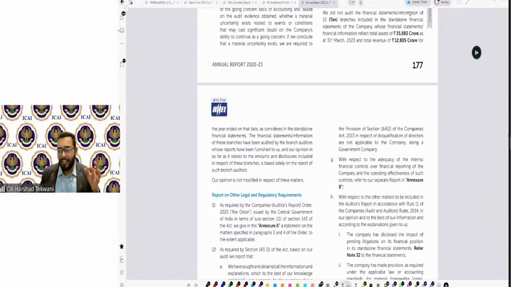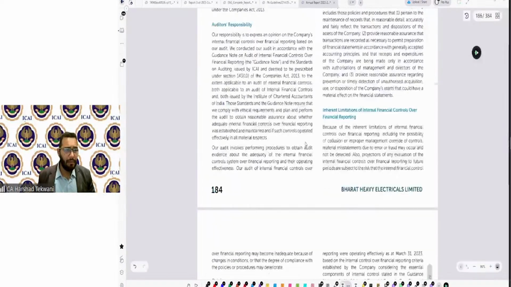Can anyone tell me what is section 143(5) of the Companies Act? That is the section where a difference comes in this particular report. That will be the area where the difference will come. Section 143(5). Anyone? Earlier, I was talking about 143(6). Now I'm talking about 143(5). What is 143(5)?